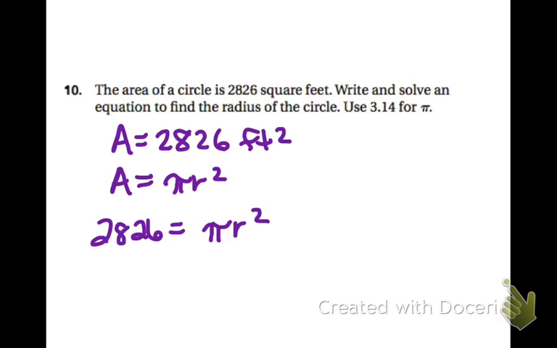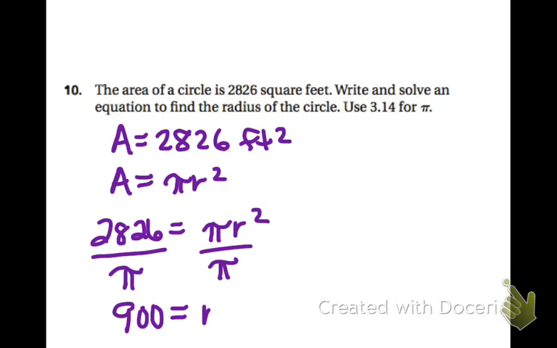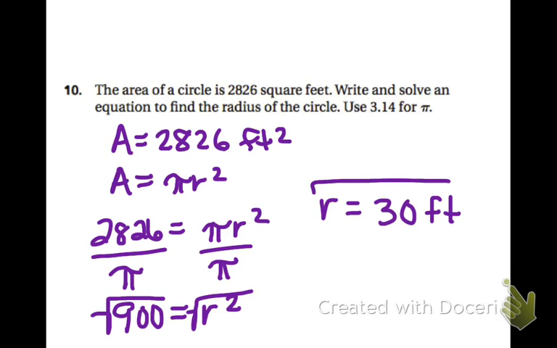To solve for r, the first thing we'd have to do is get rid of pi, so we'll use the inverse of multiplication and divide both sides by 3.14. When we take 2,826 divided by 3.14, we get 900 is equal to r squared. And again, how we undo squaring a number is to take the square root. So we want the square root of both sides. We basically want to find out what number times itself equals 900, and that is 30. So r would be equal to 30 feet. Anytime you're doing a dimension, make sure you have a label.